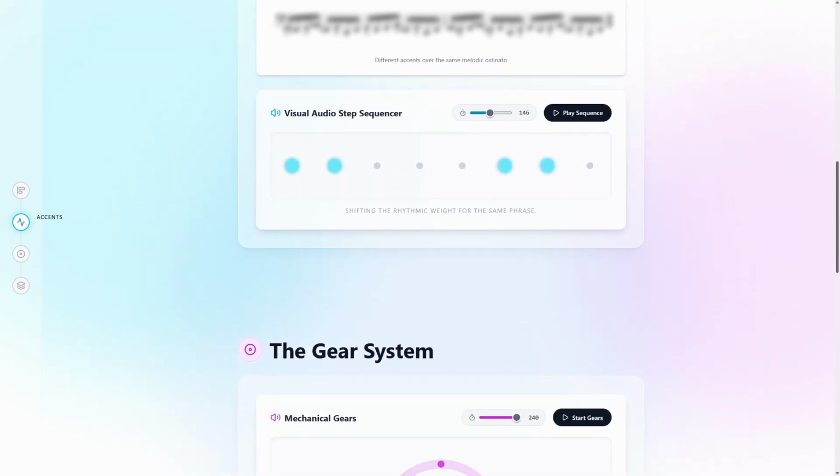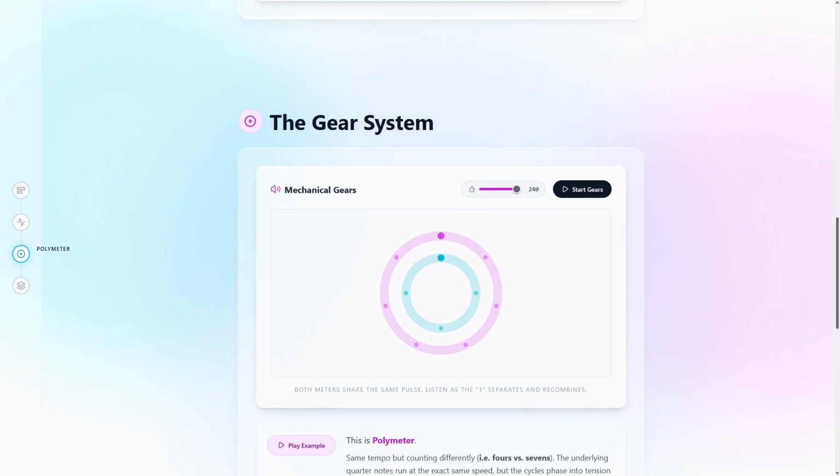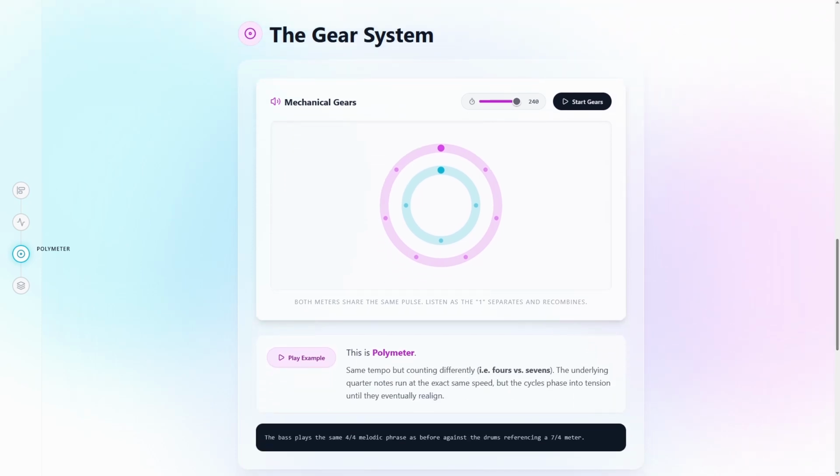Now imagine two transparent gears of different sizes locked together. Both gears turn at the same speed, but because they have a different number of teeth, they click at different intervals. This is polymeter.